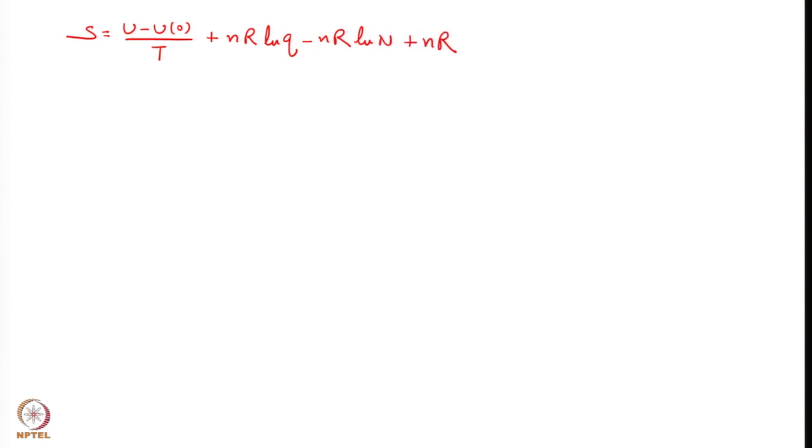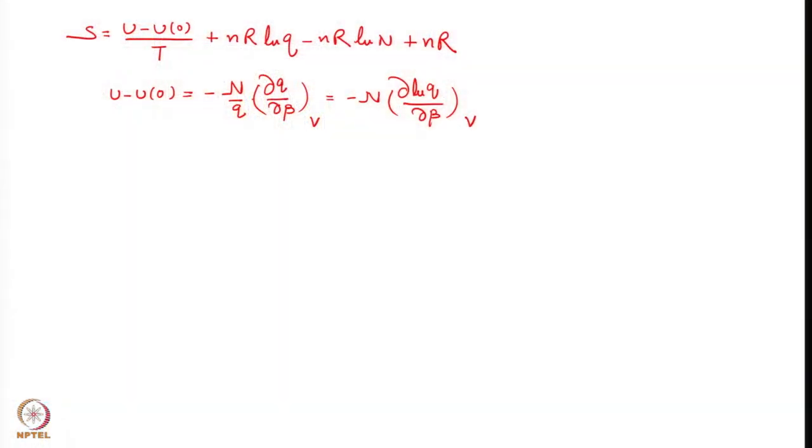Now, we need to also connect this (U minus U0) by T with the molecular partition function. And that also we know, U minus U0 is equal to minus N by q del q by del beta at constant volume, which I can write as minus N del log q del beta at constant volume. dq by q can be written as d log q. Now, sometimes it becomes easier if you differentiate with respect to temperature than when you differentiate with respect to beta. Beta is equal to 1 by kT. So, therefore, the derivative can be done with respect to temperature, or it can be with respect to beta.